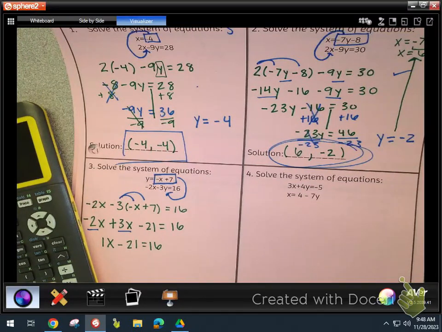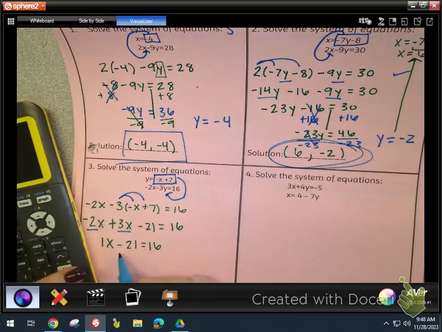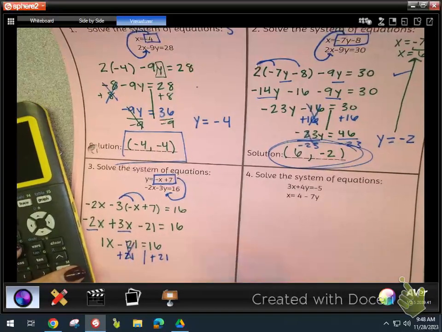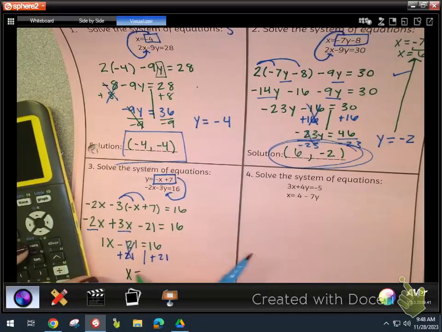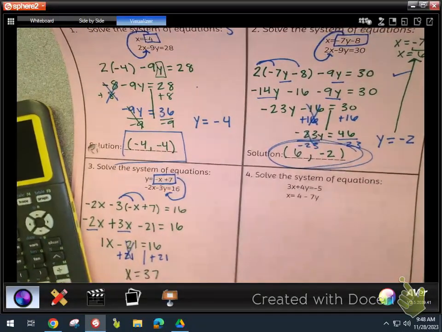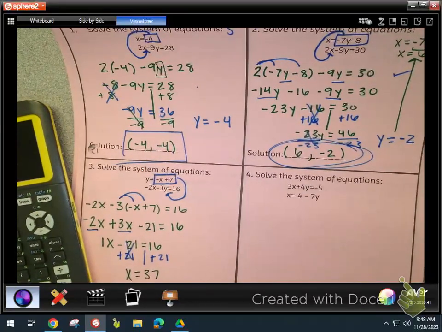Okay? Which ones do you like next, Ethan? Wait, almost added. I'm right where you are. What did you do with that negative 21? I just added it. Added. 21. And what'd you get? 37. X equals 37. Okay? Are we finished?